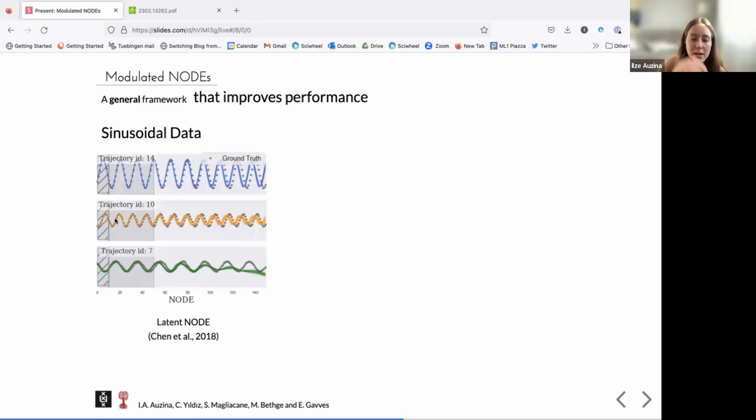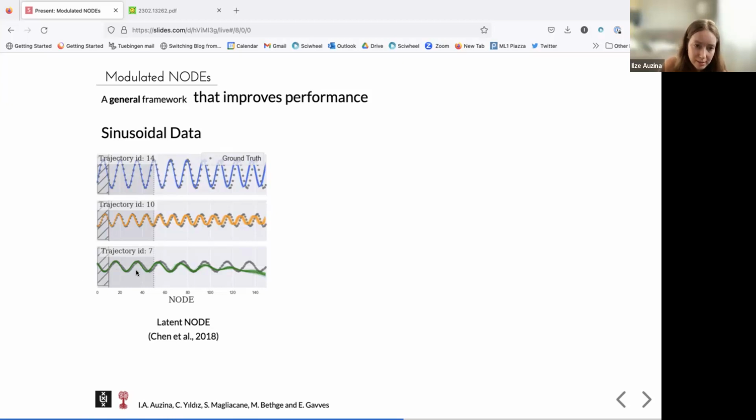What I show here on the left-hand side are 3 trajectories on the test data. These are amplitudes and frequencies that the model has not seen during training. The darker gray area is what the model has seen during training, so 15 time points. And what we do simply here is ask the model to predict until far future, in this case, 150.